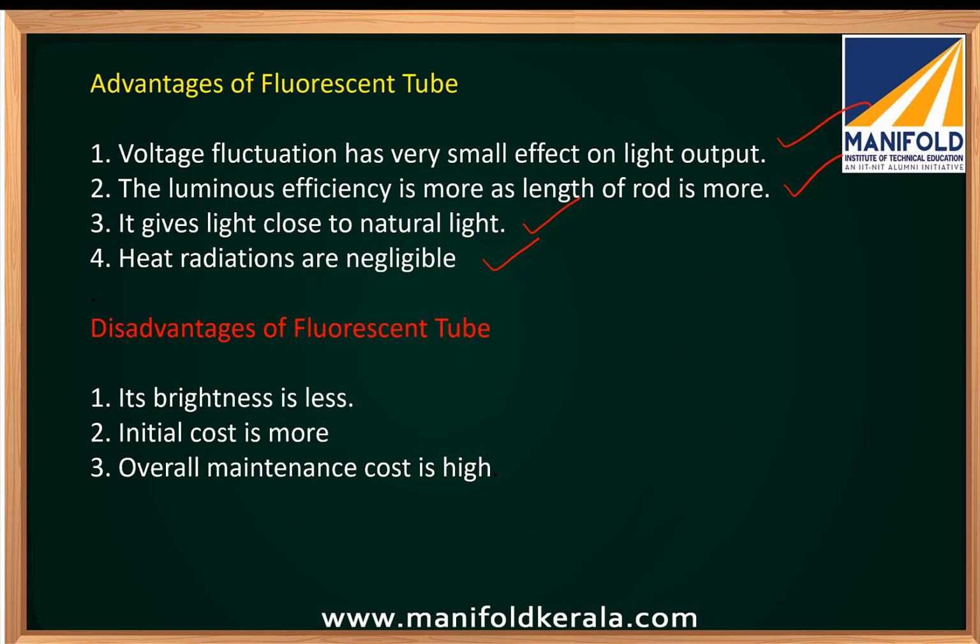Advantages are voltage fluctuations do not affect this fluorescent lamp much. It has very good luminous efficiency or luminous efficacy. It gives light closer to natural light, and it does not produce much heat. Disadvantages: its brightness is less, cost is more. Incandescent lamp will cost you 10 rupees, but this total setup will cost you 200 to 300 rupees, and even it requires some maintenance.